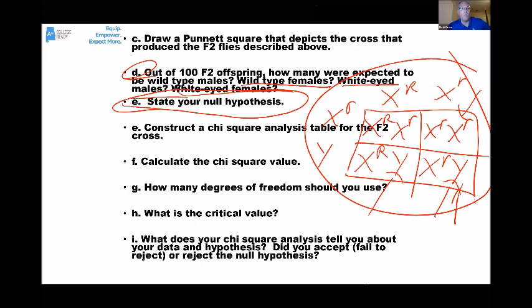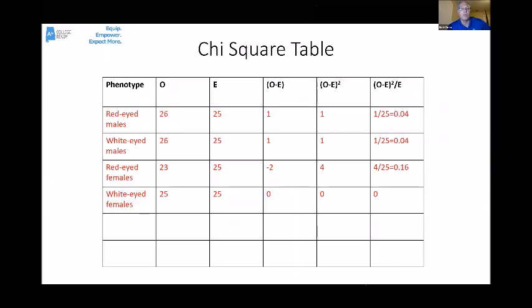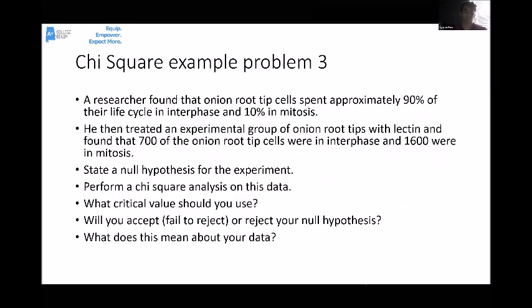All right, I want to work one more quick problem. I know we're running out of time, but I can do this next one really, really fast, probably in 2 or 3 minutes. So here's one other quick problem. A researcher found that onion root tip cells spent approximately 90% of their life cycle in interphase and 10% in mitosis.